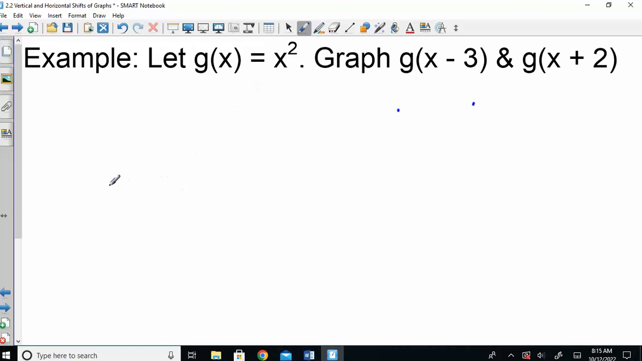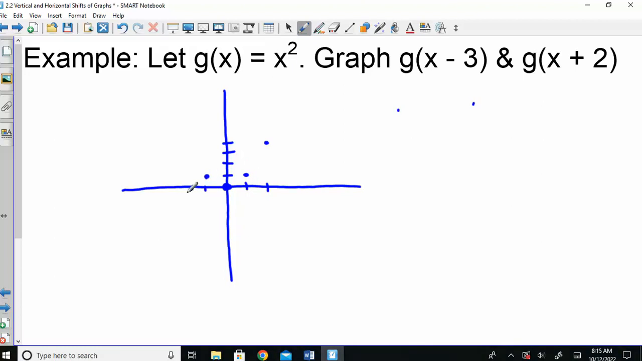So, parent function, what's x squared look like? Good. Minimum of 3 points, you can do more. 0 squared is 0, 1 squared is 1, 2 squared is 4, negative 1 squared is 1, negative 2 squared is 4. We do our parent function dashed.